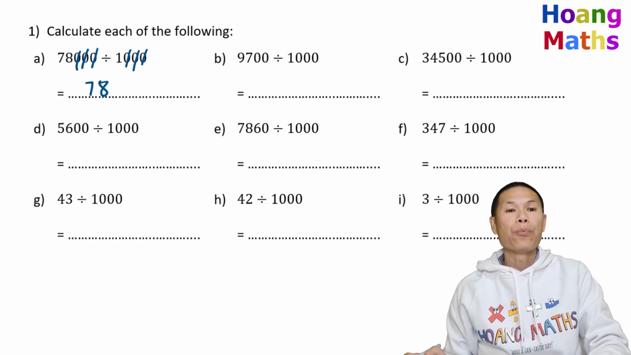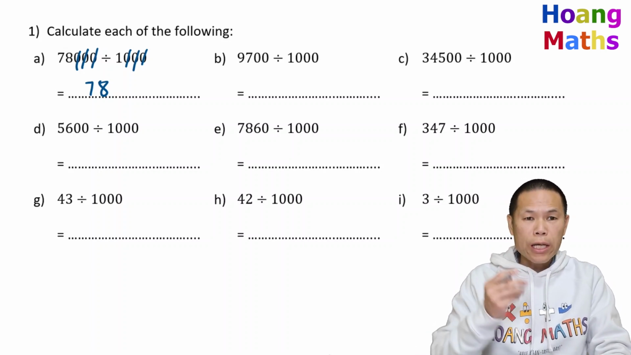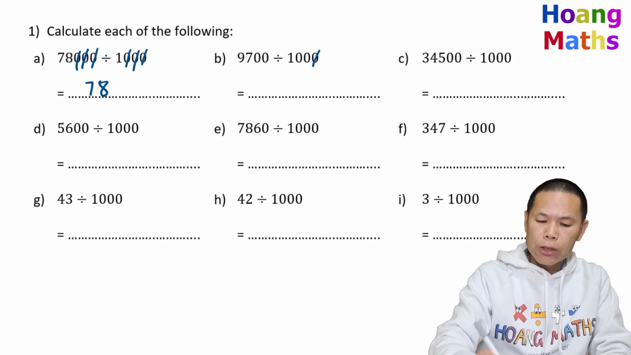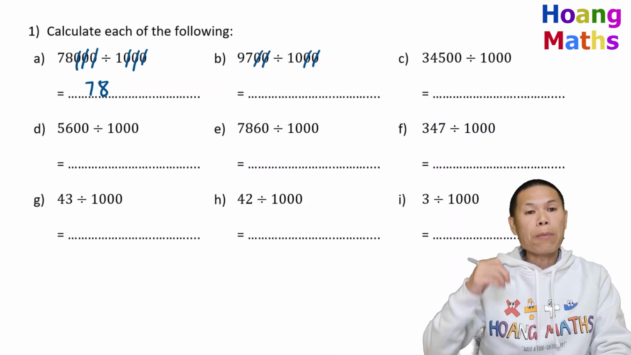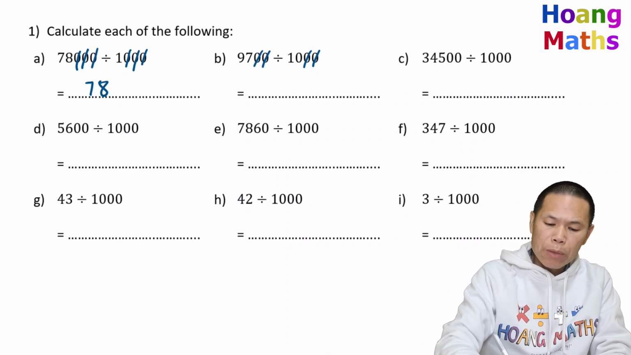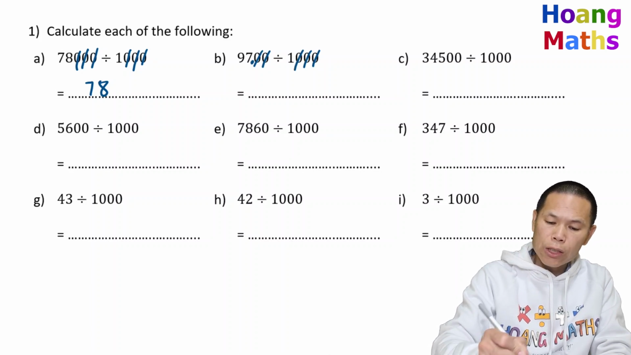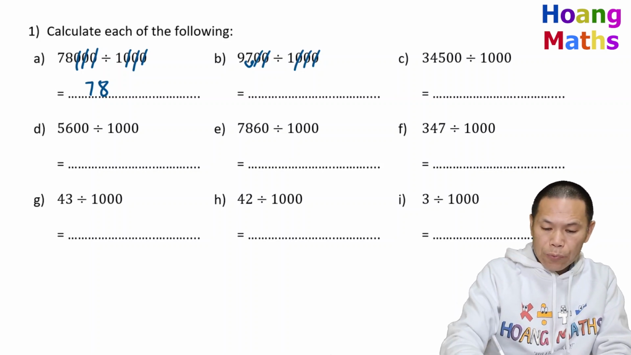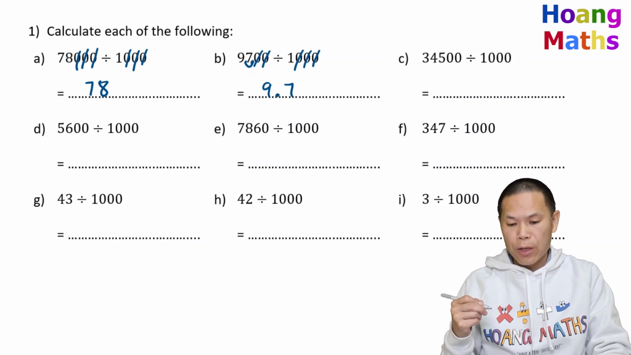So there you go. Now part B. We have 9,700 divided by 1,000. So we can just simply cancel this 0 with this 0, this 0 with this 0. So that becomes 97 divided by 10. So no decimal point. That means the decimal point is right at the back of 7. We can just cancel this 0 and move 1 unit to the left. So that is 9.7.